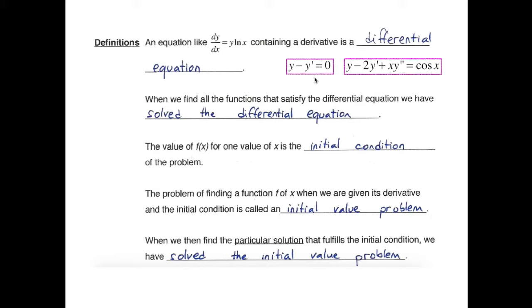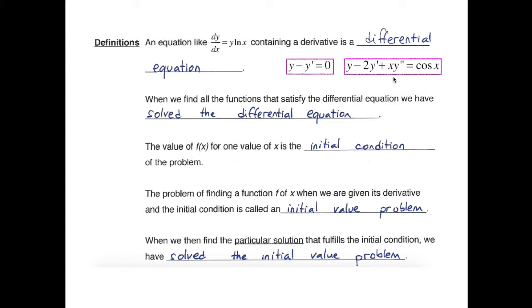For instance, for this differential equation here, maybe you can guess what the function is. The function y equals e power x satisfies the equation because the derivative of e power x is itself. So we would have e power x minus e power x equals 0. It's not the only solution. For instance, y equals 2 times e power x would also work. This one is a lot more complicated. It may even be impossible.